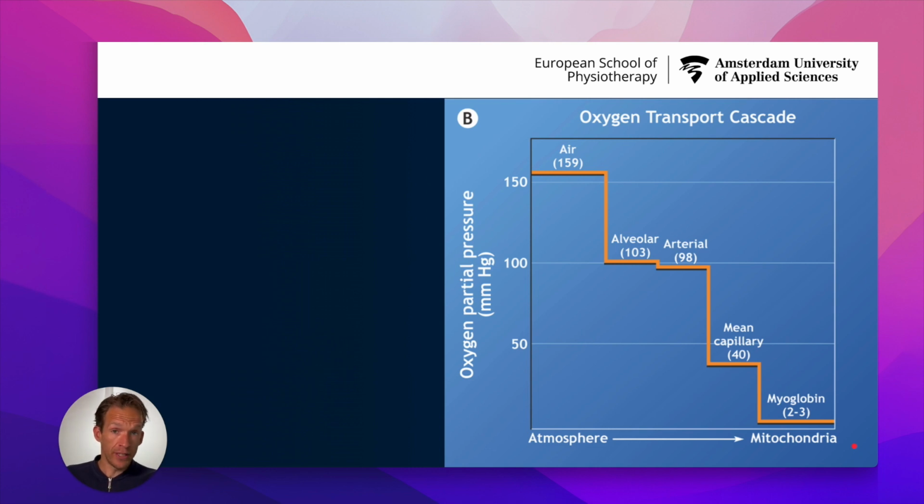This is an interesting image from another book, the book of McCardle, that is also on the recommended list, where you see the actual cascade of oxygen and the partial pressure of oxygen dropping from atmosphere to alveoli, to arteries, to capillaries, and then finally to the muscle cells. So you see how the different pressures lower as you get closer to the actual site, the mitochondria, where the oxygen is actually used to have it converted to ATP.